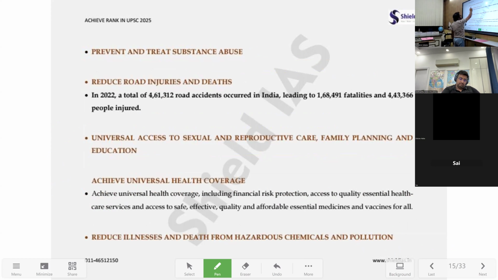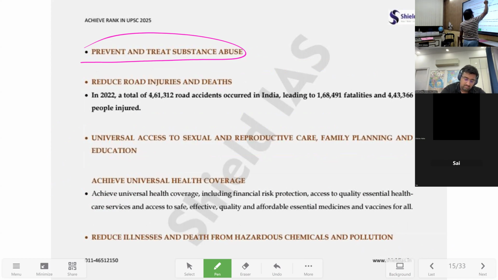Also prevent and treat substance abuse, that is, drug addiction. Now, what are the ways of dealing with drug addiction? Community-based counseling and interventions. We also talked about activities like sports, and rehabilitation centers are required. Sports as a way of de-addiction, yes. Then definitely the agencies, the Narcotics Control Bureau.